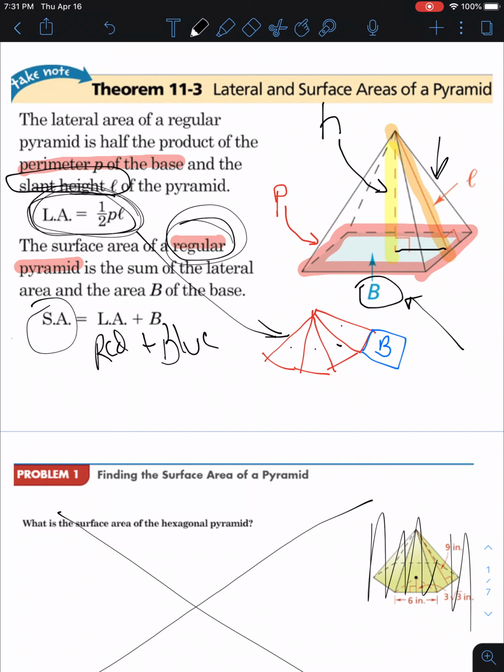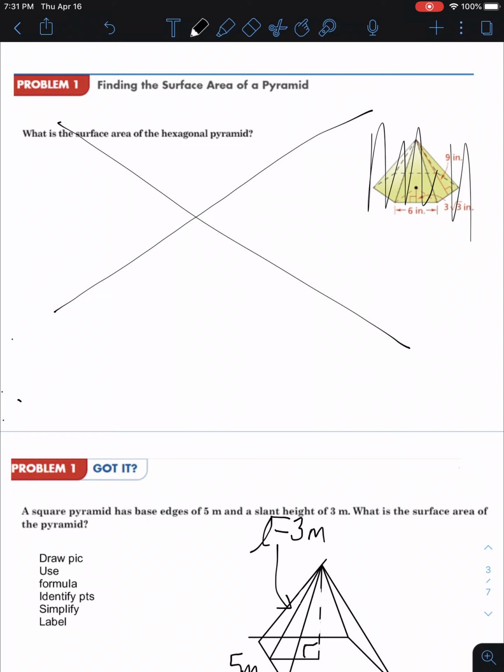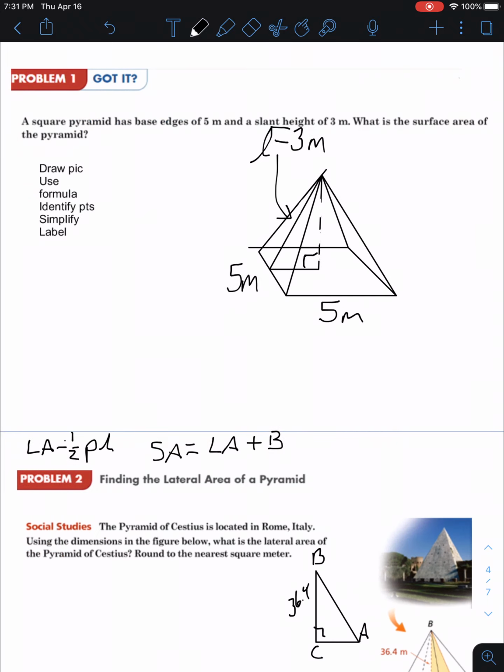All right, we're going to bypass this one. This is a hexagonal pyramid. We'll bypass that, and we're going to go down here to one that says draw. A square pyramid has base edges of 5 meters and a slant height of 3 meters. What is the surface area of this pyramid?